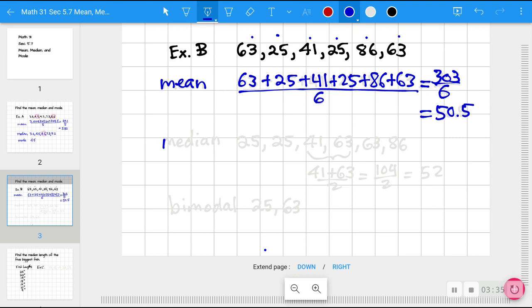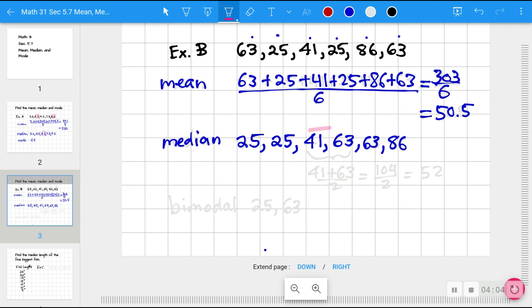Now the median, once again, you have to put these in order from least to greatest. So I'll put the smallest of the numbers first. And then it happens to be repeated, so there's 2 of those 25s. There's a 41, and then 63 is the next biggest number, and another 63 shows up, and the biggest number in the list is 86. And we run into a little bit of a snafu or a problem here. The middle number doesn't exist. There's 2 middle numbers there.